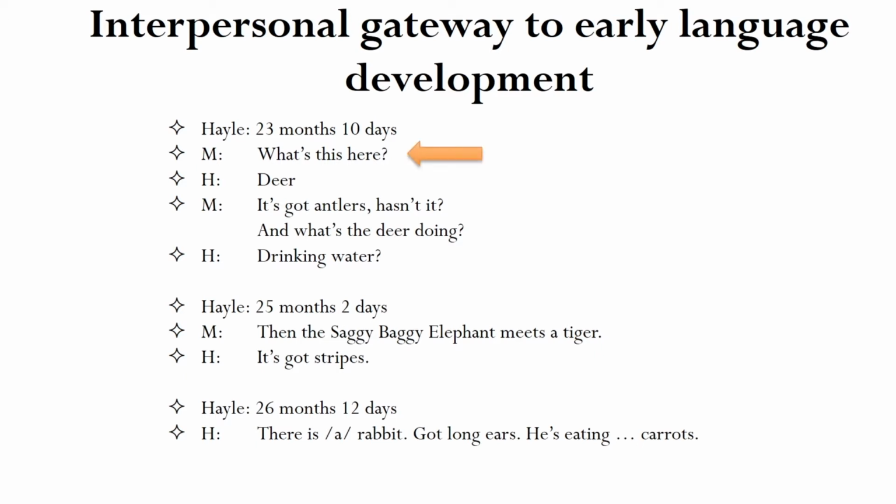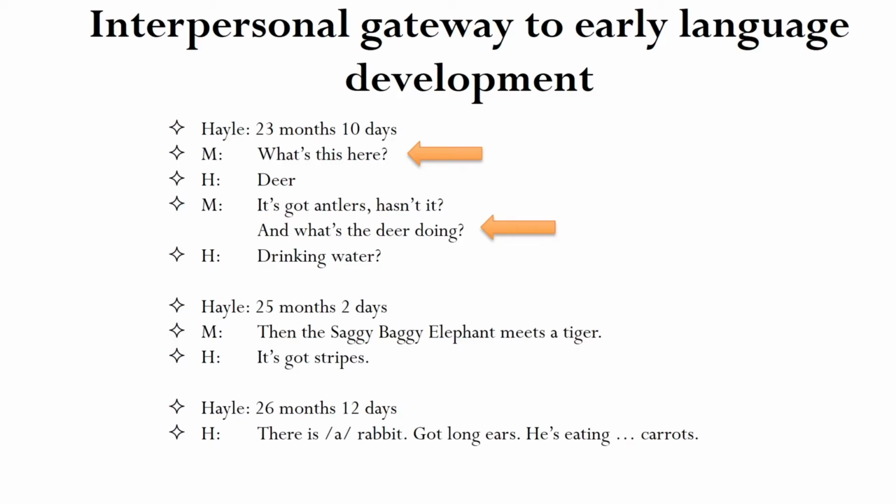What the mother did was break that goal into smaller achievable steps. What's this here? Directing the child's attention to that specific feature. So what's here? Deer. It's got antlers, hasn't it? So directing attention to that part of the animal. And what's the deer doing? Drinking water. So there are 3 aspects.